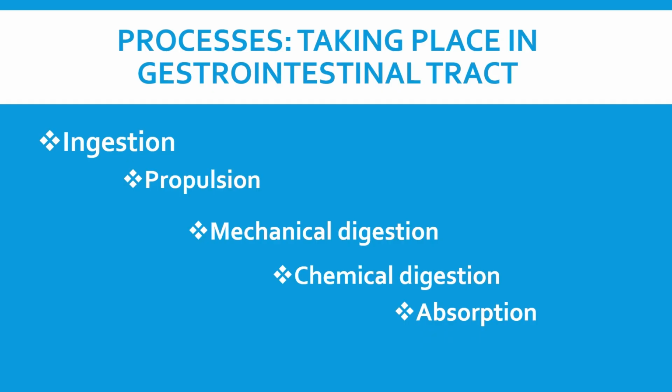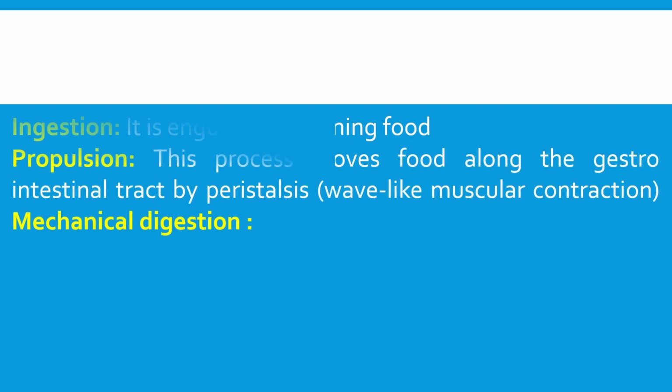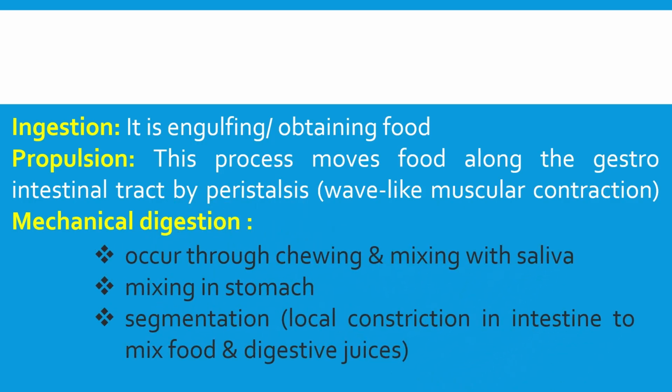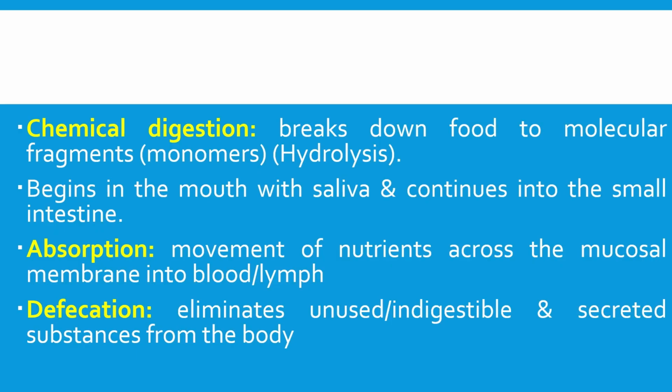Ingestion is the engulfing or obtaining of food, while propulsion is the process that moves food along the gastrointestinal tract by peristalsis, which is a wave-like muscular contraction. Next is mechanical digestion, which occurs through chewing and mixing of food with saliva. Then further mixing takes place in the stomach. In the intestine, segmentation is formed due to local constriction in the intestine to mix food with digestive juices. Then the process of chemical digestion starts. It breaks down the food into smaller molecular fragments like monomers through hydrolysis.